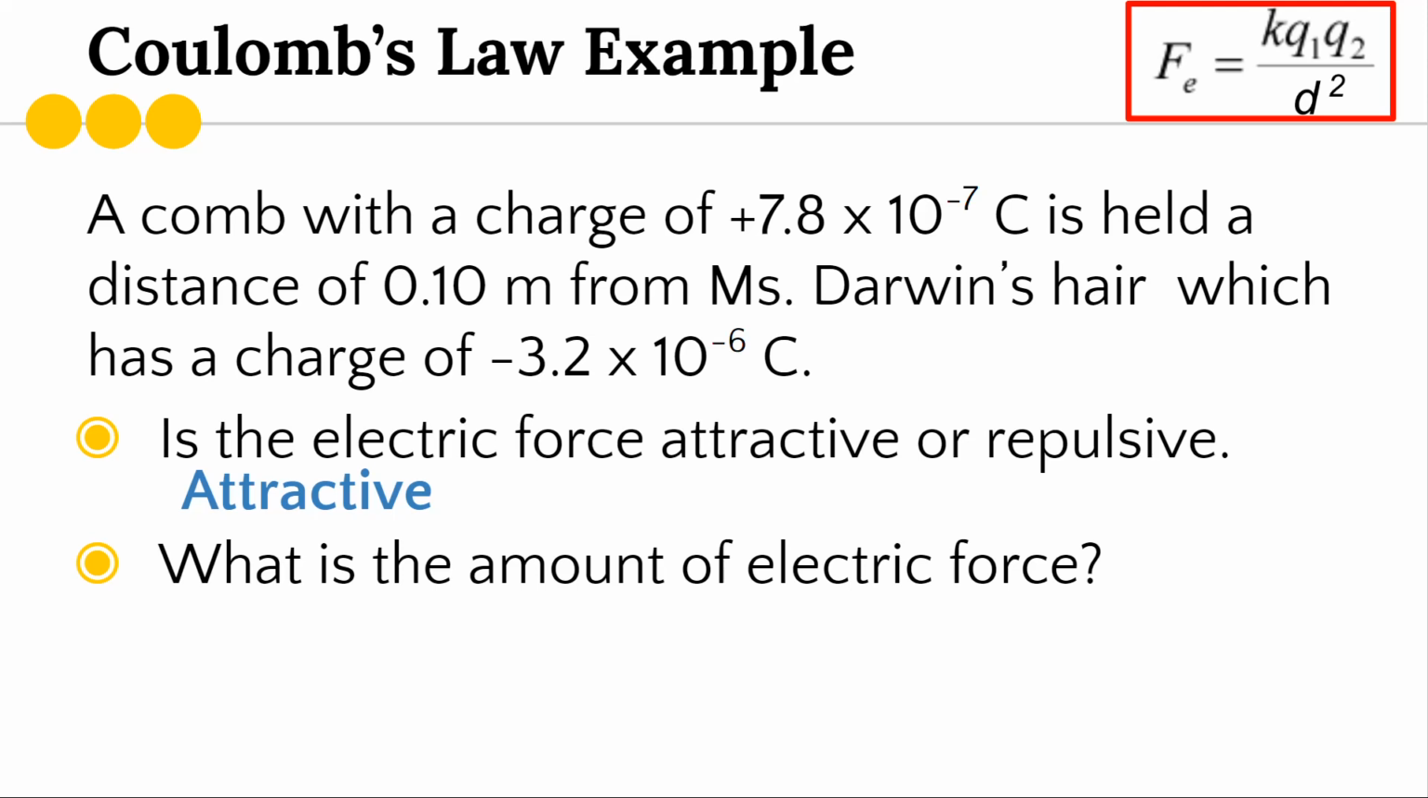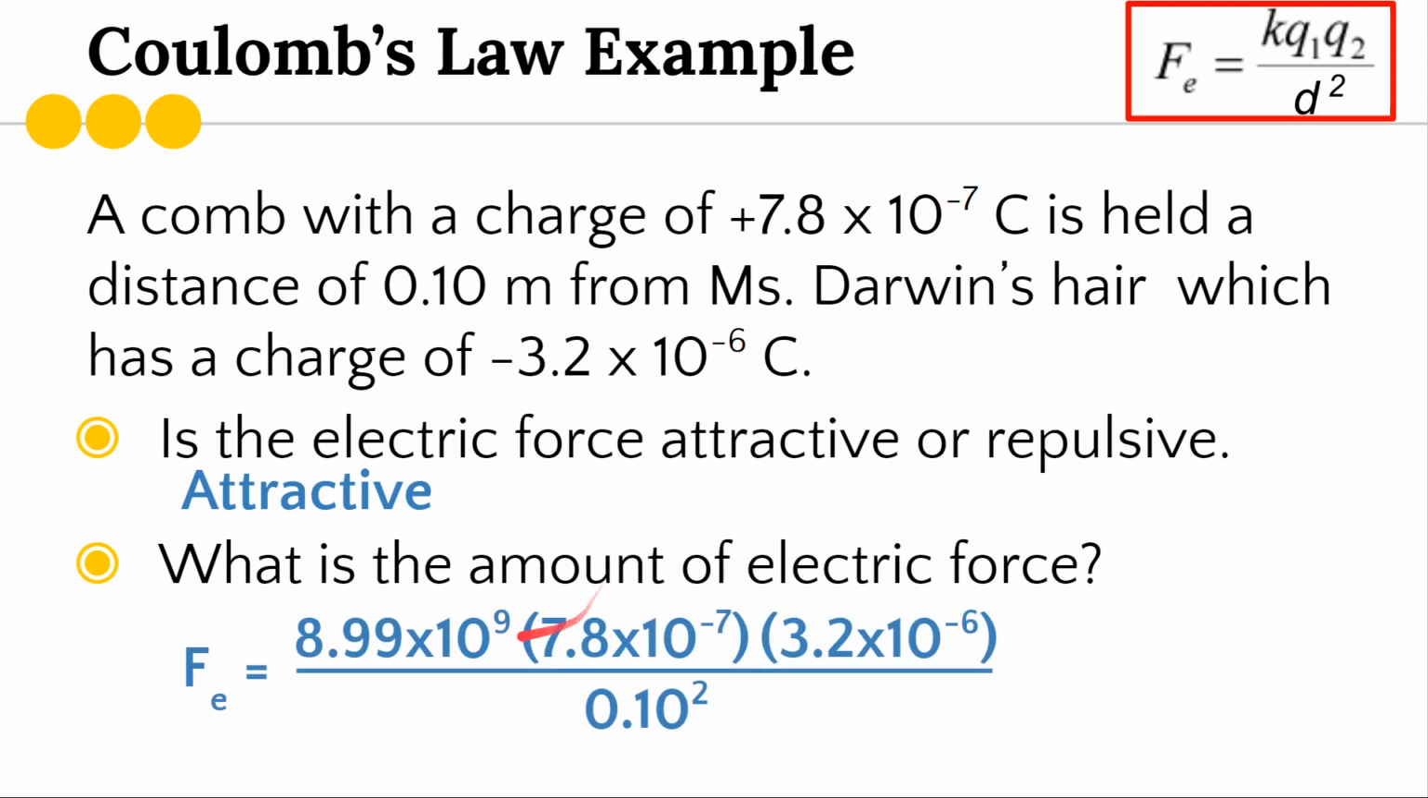Again, now we're going to go back to Coulomb's law, and we're going to plug in those values. Here's my constant, 8.99 times 10 to the 9th. Here is the charge of the comb, 7.8 times 10 to the negative 7th, and my hair, 3.2 times 10 to the negative 6th. You'll notice that I did not type or write the negative sign on the charge down here. I have already determined that they're going to attract. That's all the negative sign is going to tell me.